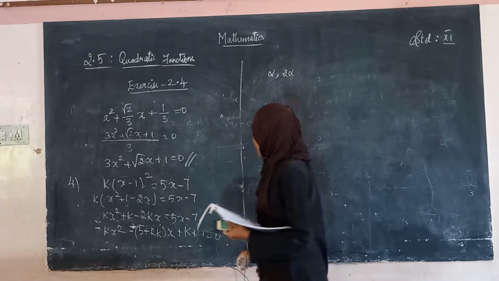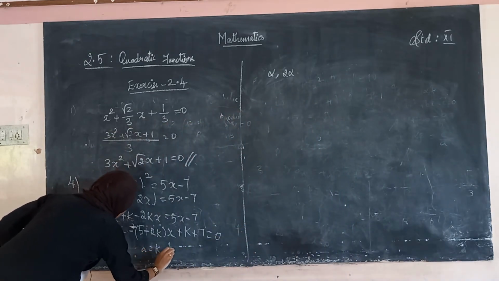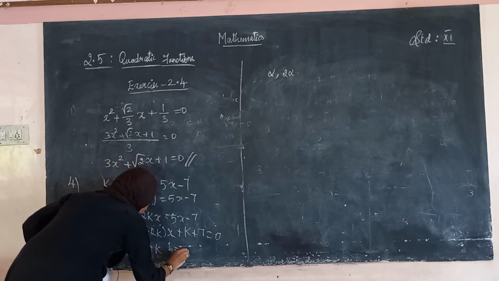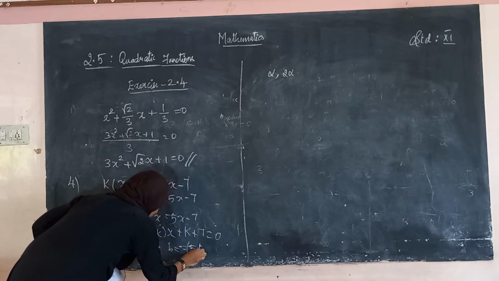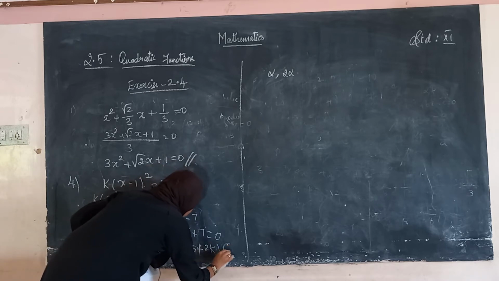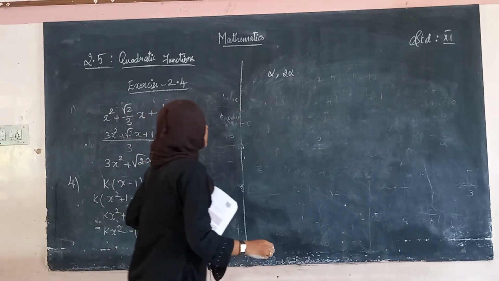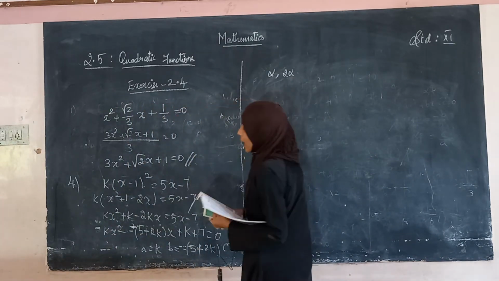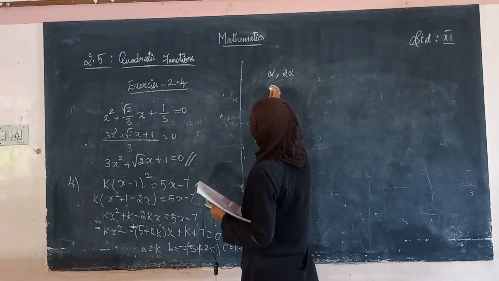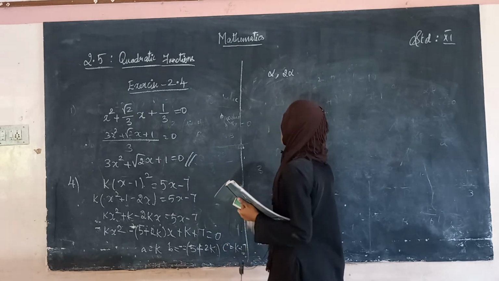From this, we can take A's value: A is equal to k. What's B's value? Here it is minus of 5 plus 2k. What is the C value? C is equal to k plus 7. So we have to find the other root. Sorry, we have to show that the value of k is equal to 2 or k is equal to minus 25.